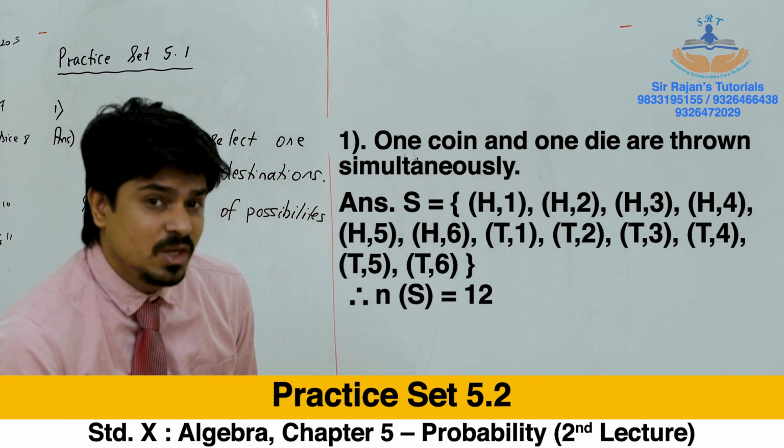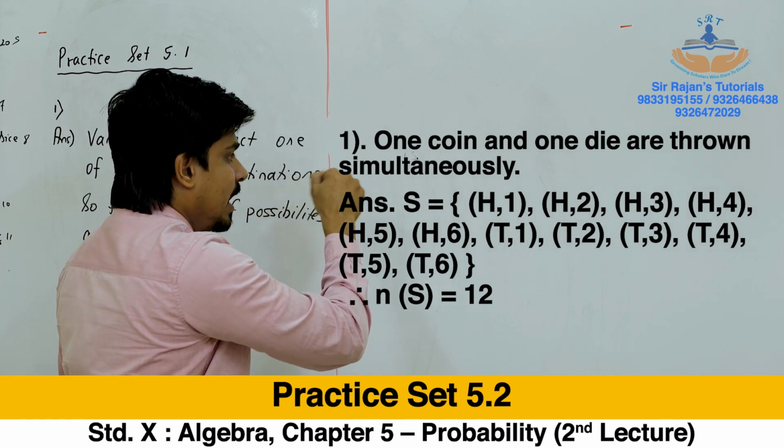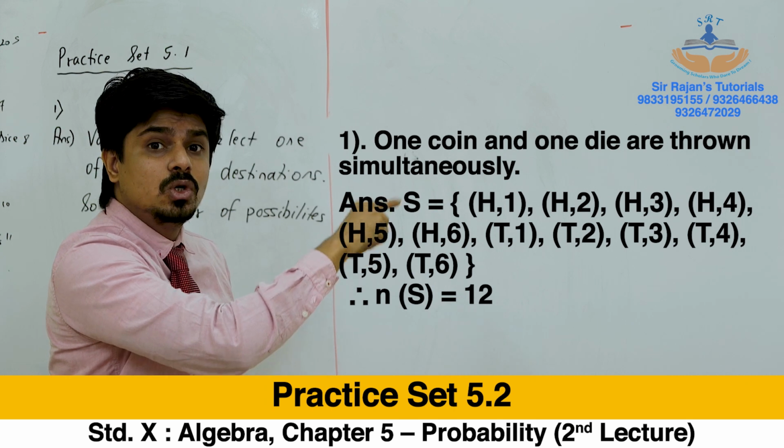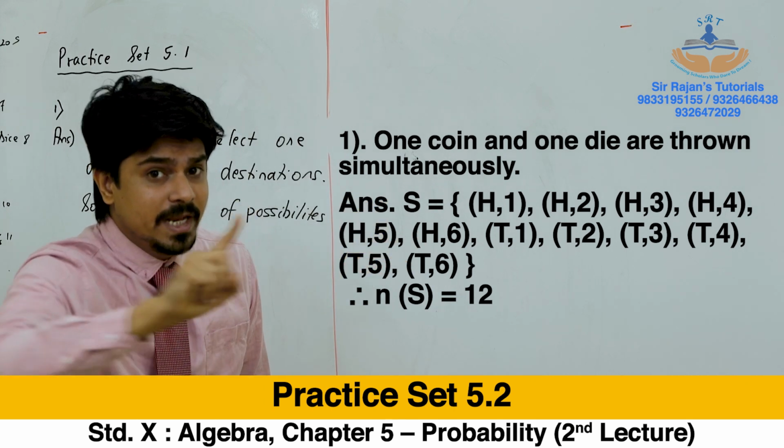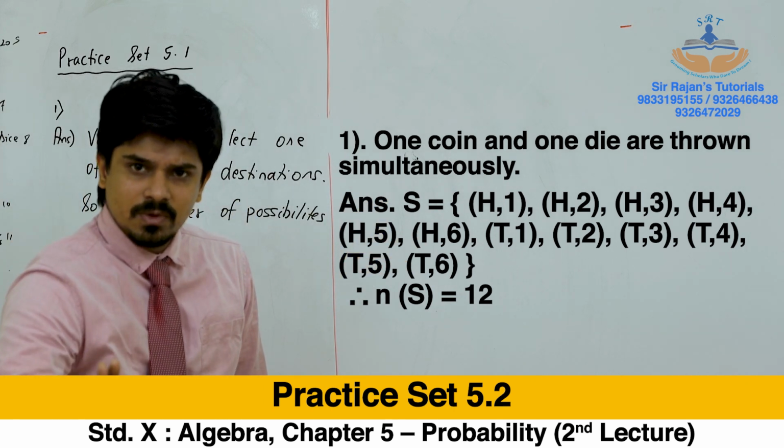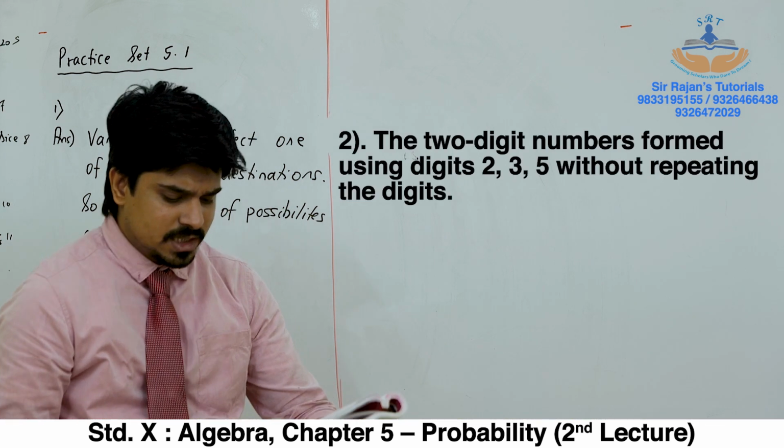Now you have to write n of S. तो next line पे you will write n of S is equal to 12. And वो 12 brace bracket में नहीं लिखने का. Clear with it? Okay. Now check out the next one.